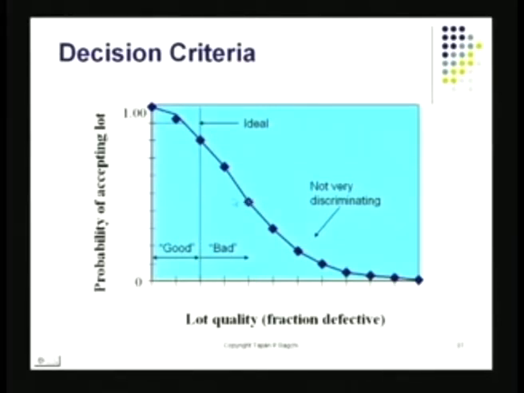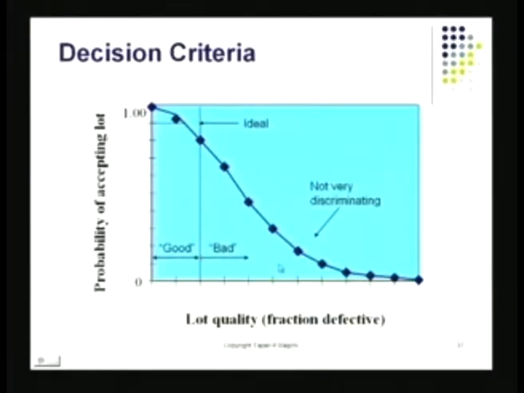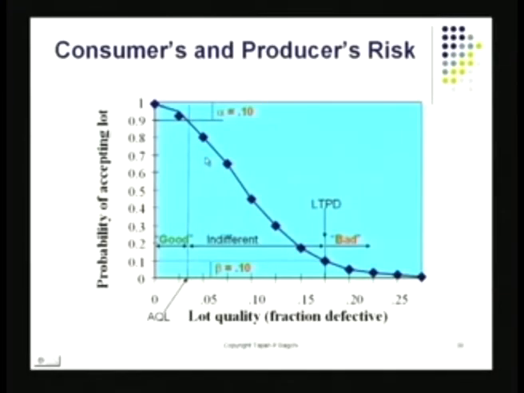So, we'd like to design sampling plans. This is a particular sampling plan. This is not very discriminating. What we'd like to be able to do is, we'd like to design a sampling plan in such a way that this plan is as close to this ideal shape as possible. Let's see how we do that.